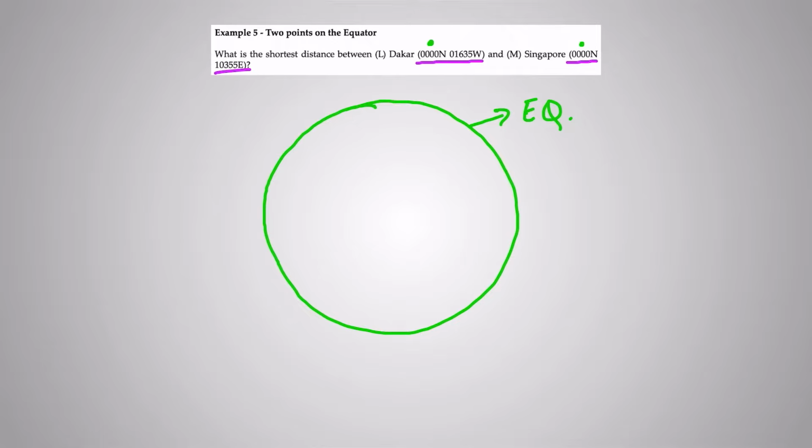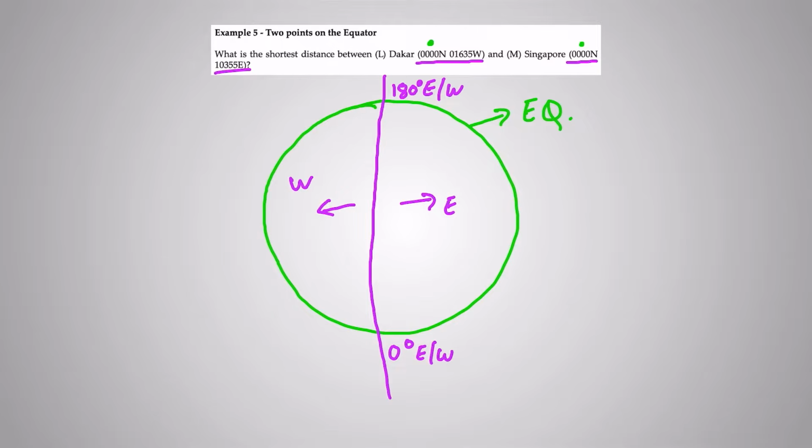But here, since I'm plotting the equator only, which is the latitude itself, I will use the prime meridian to cut it in two halves. So this will be 180 degrees east/west and this will be 0 degrees east/west. Yeah, so this will be the eastern part and this will be the western part. Obviously. So now let's plot the places.